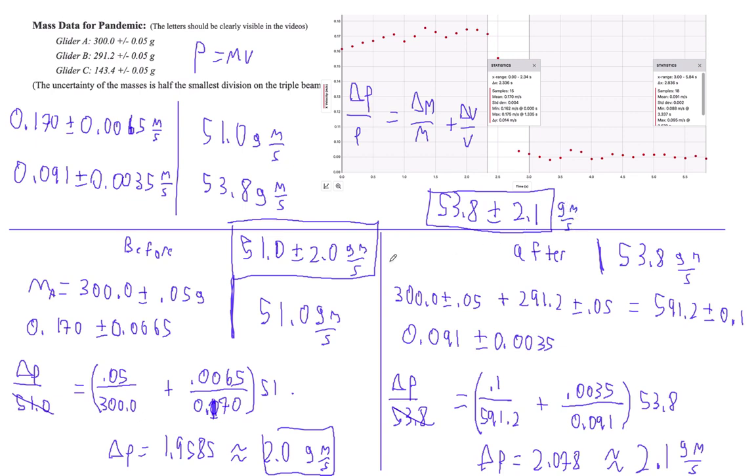Okay? Now the question is, could they overlap? Now clearly they could, right? Because there's only a difference of 2.8 separating before and after, right? It's 53.8 minus 51 is only 2.8, right? And the total uncertainty adds up to 4.1. So I mean that's the true test, right? But I'll show you how to make this argument in the next video. Okay.